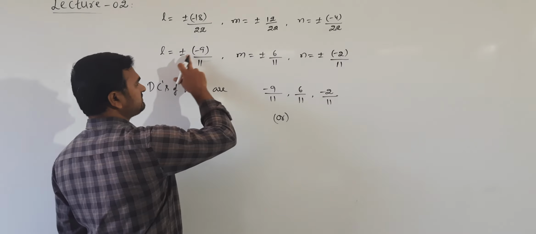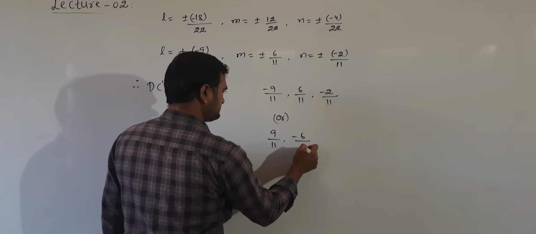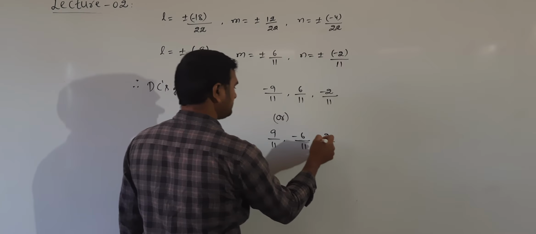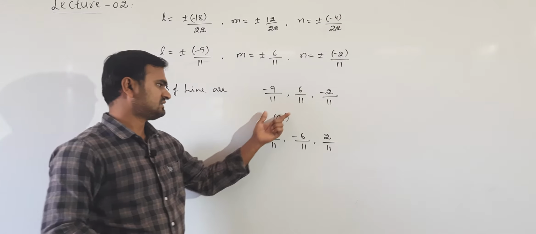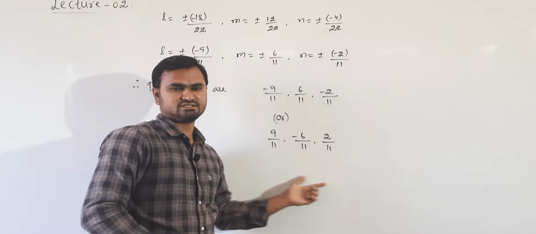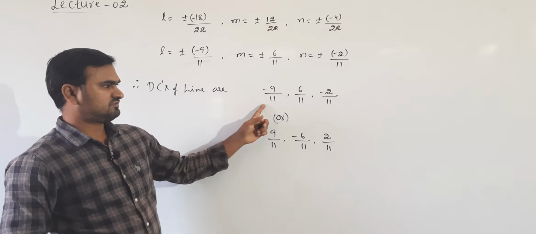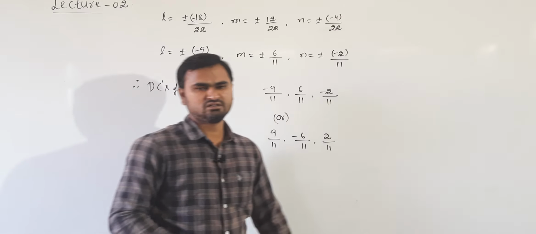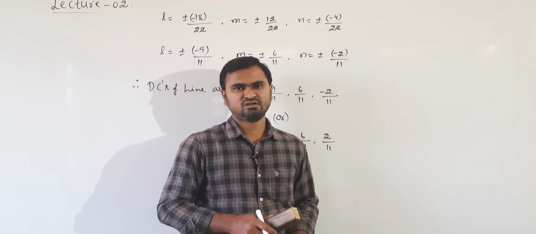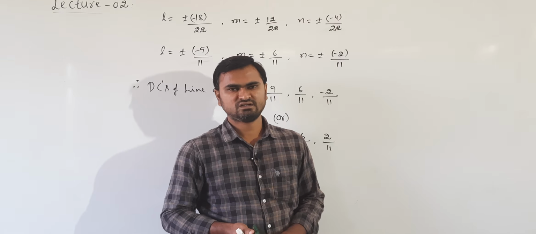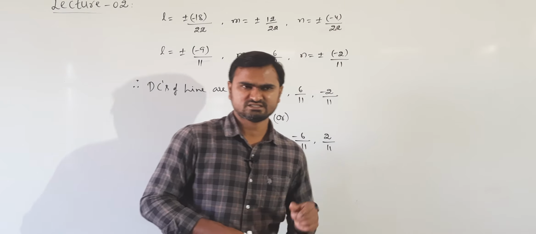If I take minus here, minus into minus plus, 9 by 11, minus 6 by 11, 2 by 11. So if I take plus, we are getting one set of DCs, and by taking minus, we are getting another set of DCs. So for a given line, two sets of DCs are possible, according to whether we take the angle as alpha or pi minus alpha, beta and pi minus beta, gamma and pi minus gamma. That we already discussed in the last class.